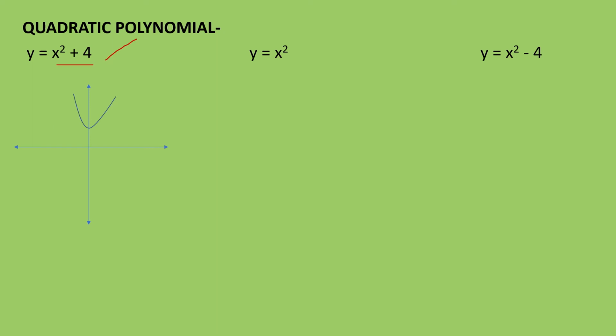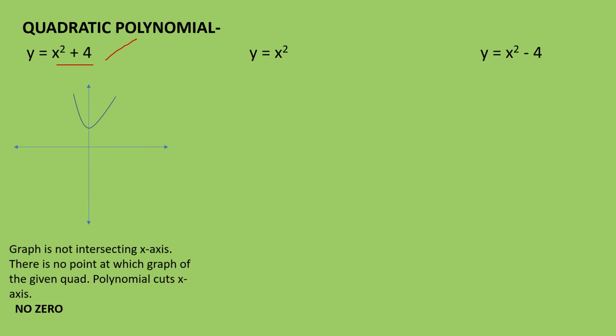What we have discussed, what is the zero of a polynomial? The value or the point at which the graph is intersecting the x-axis is the zero of the polynomial. But this graph is not intersecting the x-axis. So there is no point at which the graph of the given quadratic polynomial cuts the x-axis. When it is not touching, that means it is not intersecting. That means there is no zero for the given quadratic polynomial.